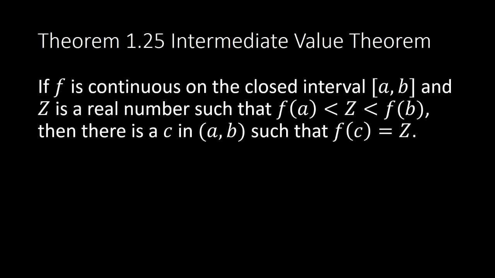I will pause because I want you to be mindful of what this theorem is saying. So if f is continuous in the closed interval [a, b], what the theorem is telling us is if there is a real number between f(a) and f(b), we are sure to find a real number c in the open interval (a, b) such that f(c) is equal to z.